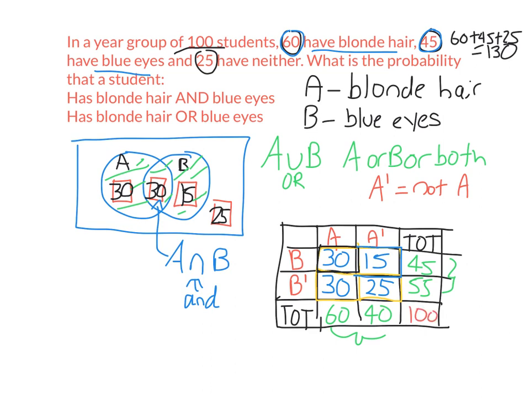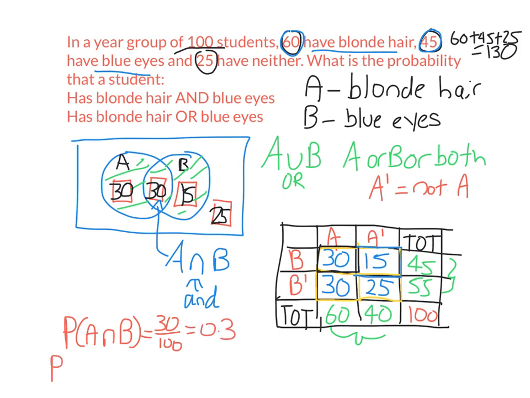So you can use the Venn diagram or the two-way table to calculate the probability. So, first question was the probability a student has blonde hair and blue eyes. So, blonde hair and blue eyes. So we see that there were 30 of those students out of 100 in total. So 30 over 100, 0.3. Which way you write it doesn't matter too much.